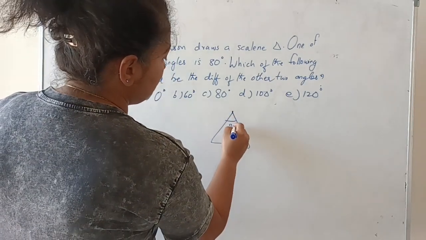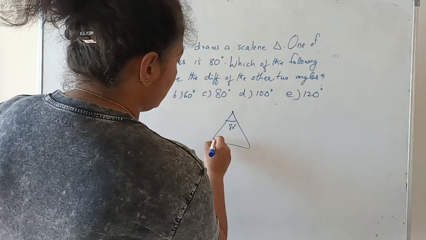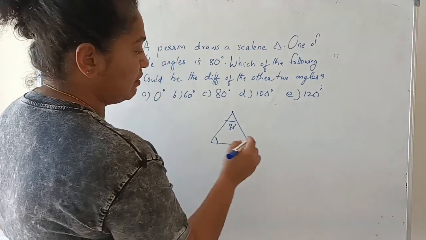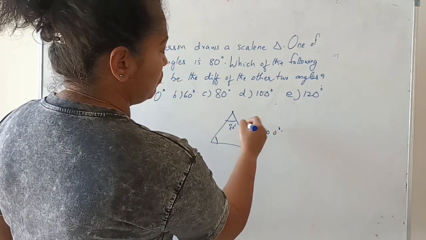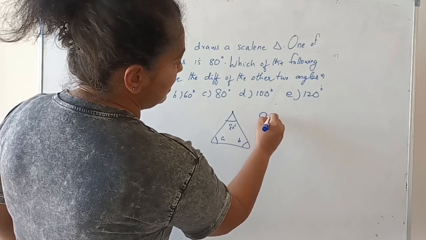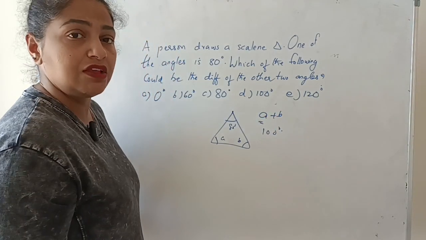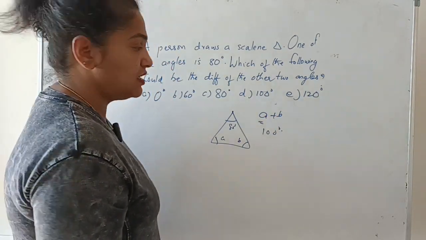Sorry, my bad. So this is 80 degrees. Now what is the sum of the other 2 angles equal to? It has to be equal to 100 degrees. So if I call this A and this B, A plus B has to be equal to 100 degrees because the sum of the angles is 180 degrees.